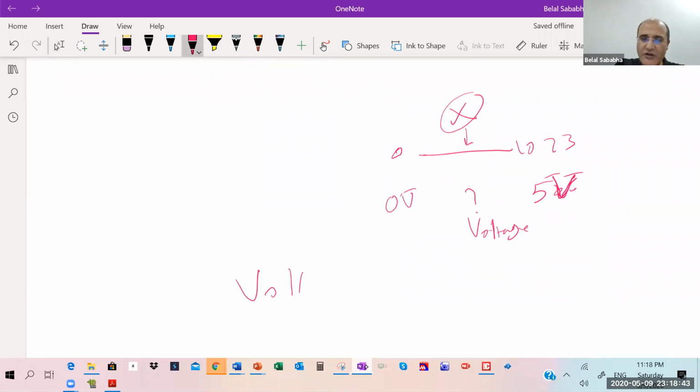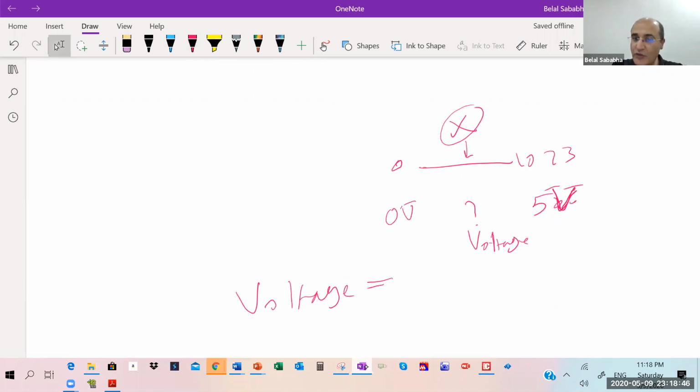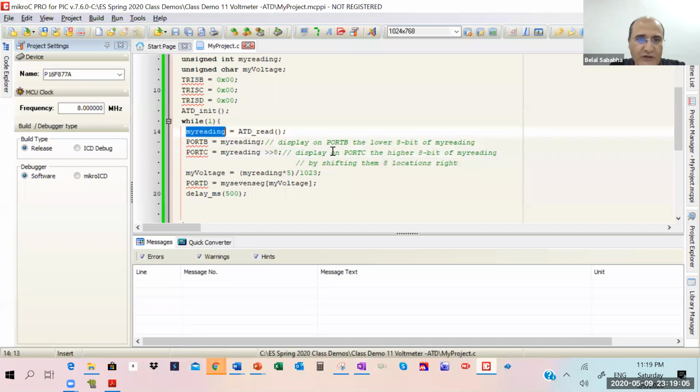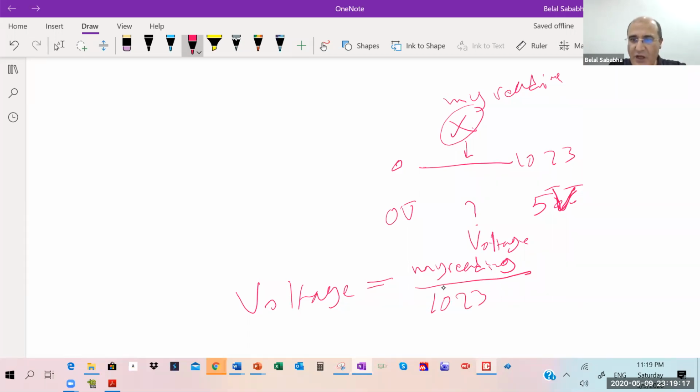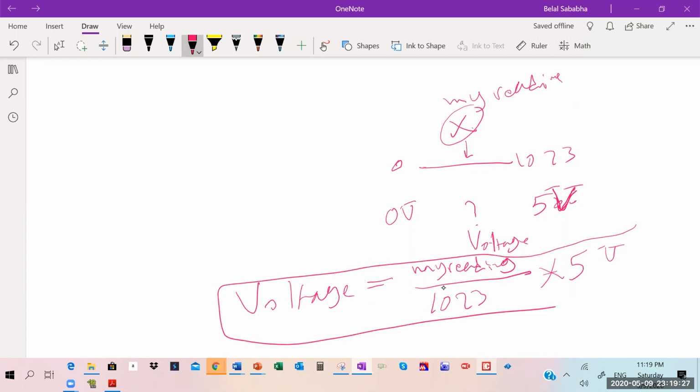The voltage on the pin is equal to the reading that I read, this x, which is my reading in the code, the one I took from the A to D read. Okay, I know this. But what is the voltage? My reading is a fraction of 1023, and I want to convert it to a number from 0 to 5 volts, so multiply by 5 volts. Right? Yes.